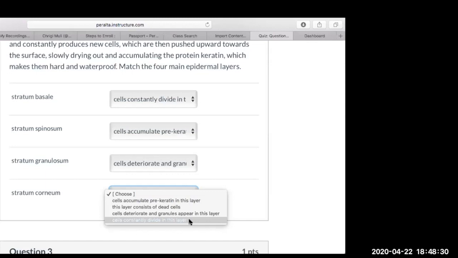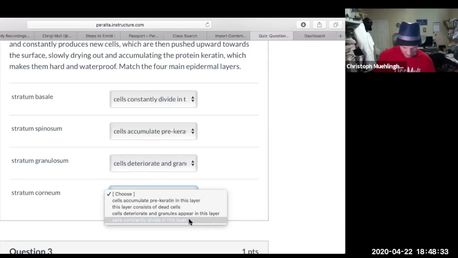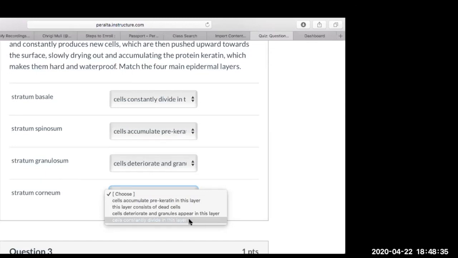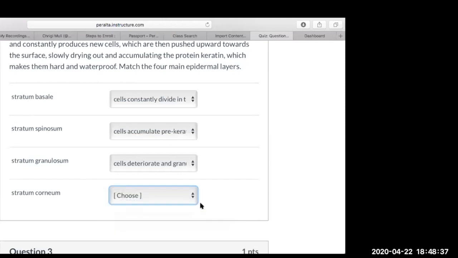I could go again. I don't mind. Yeah, go again. The layer consists of dead cells. Dead cells, perfecto, good. That's it.